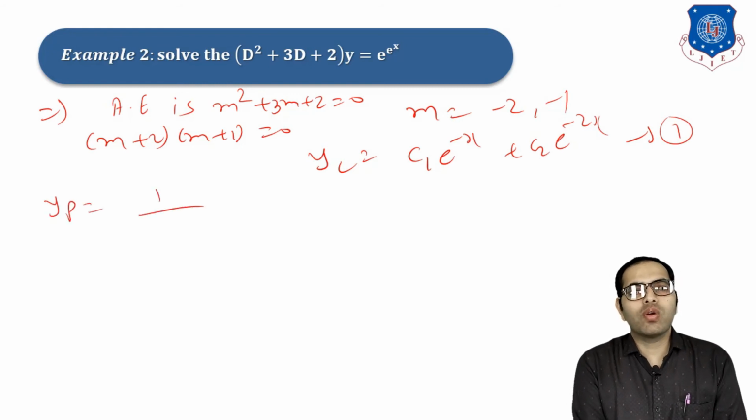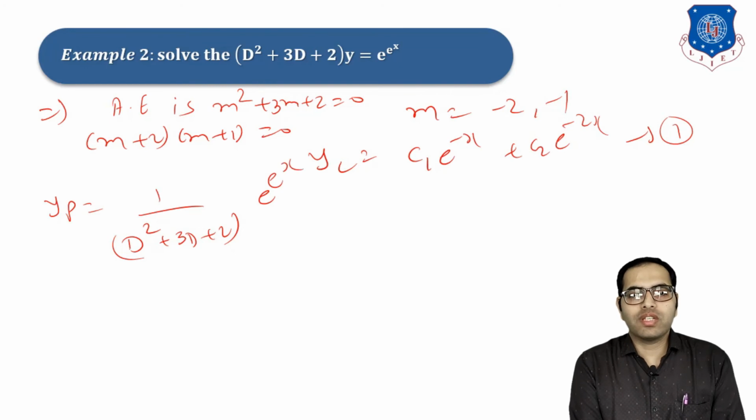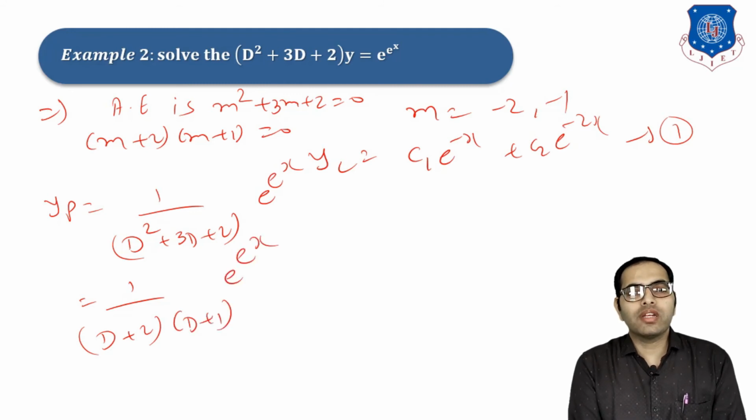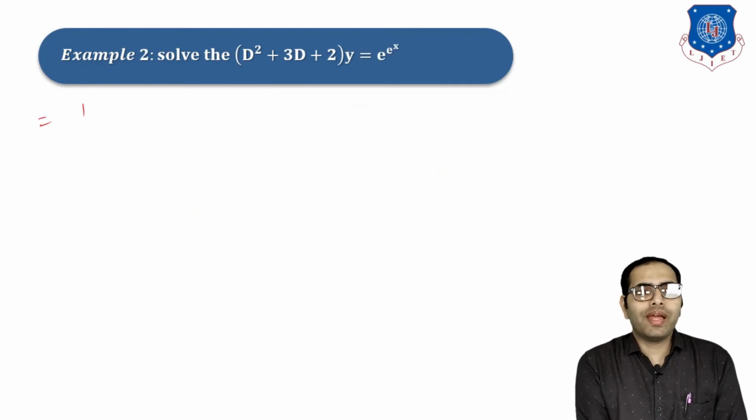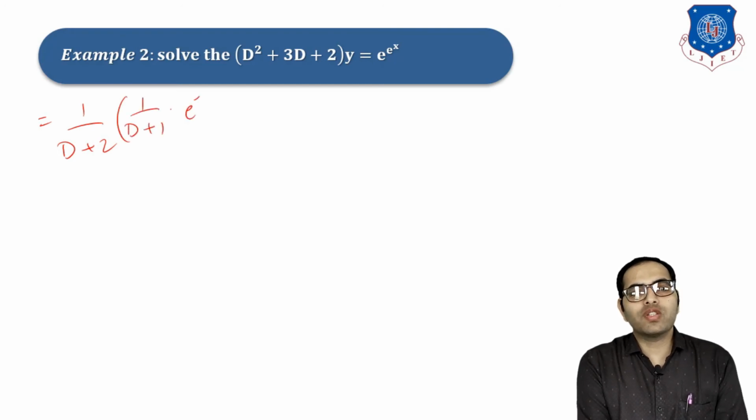Then yp is equal to 1 upon f of D, that is D² + 3D + 2, into r of x, which is e^x. Now factorize that term: (D + 2)(D + 1) e^x. See, now whenever we apply this formula, 1 upon (D + 2), inside the bracket 1 upon (D + 1), into e^x.